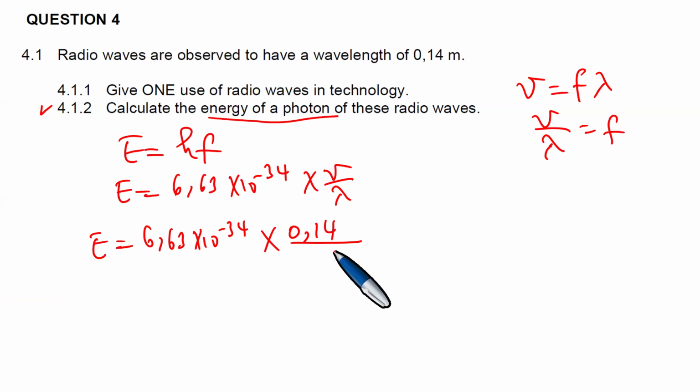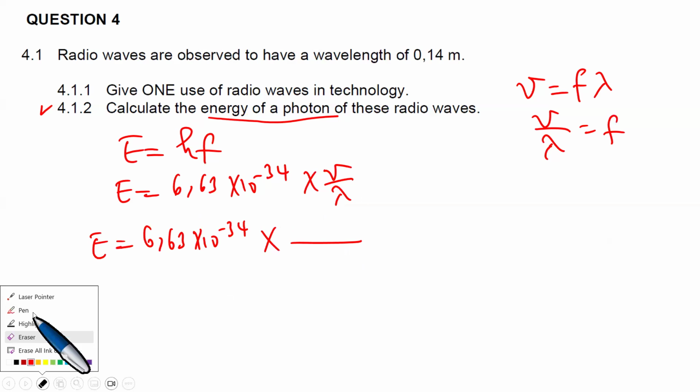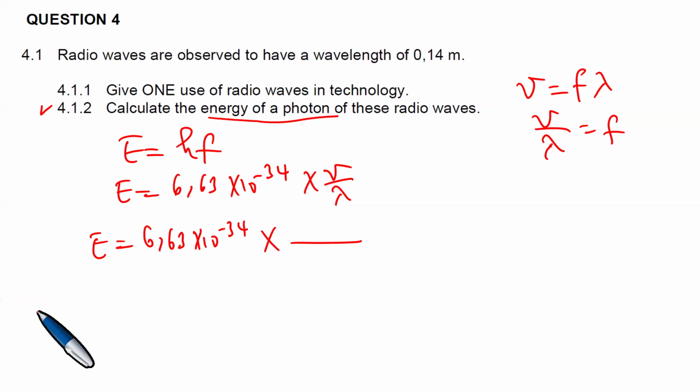0,14. No, that is the wavelength. Remember that we are dealing with a photon, a photon of light, for example. And what is the speed of light in vacuum? The speed of light in vacuum is 3 times 10 to the 8th power. And the wavelength is 0,14.